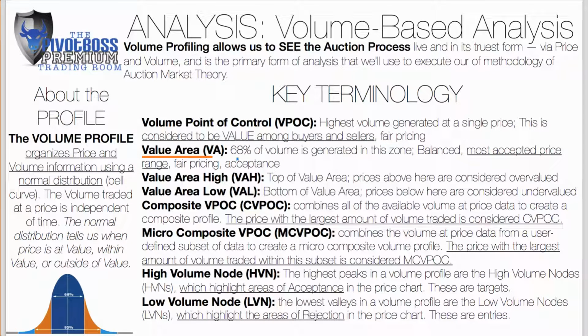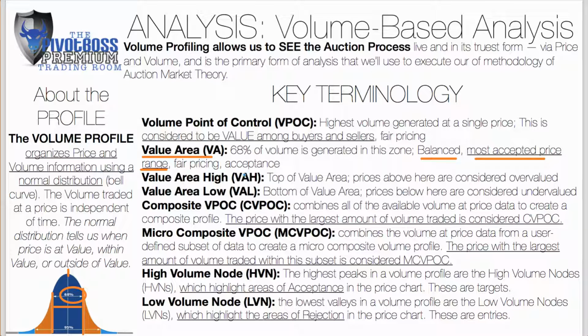The value area, that's 68% of the volume that's generated is generated in this zone. So basically it's one standard deviation of value, of VPOC. So basically 68% of all volume trades within one standard deviation of VPOC. And that is the value area. So this is value right here. The value area is from here to here. That's where 68% comes from. 68% of the volume is generated in this zone. That is balanced, and that's the most accepted price range. That tells you that's fair pricing and there's acceptance, right? So that's acceptance. That's a balanced range.